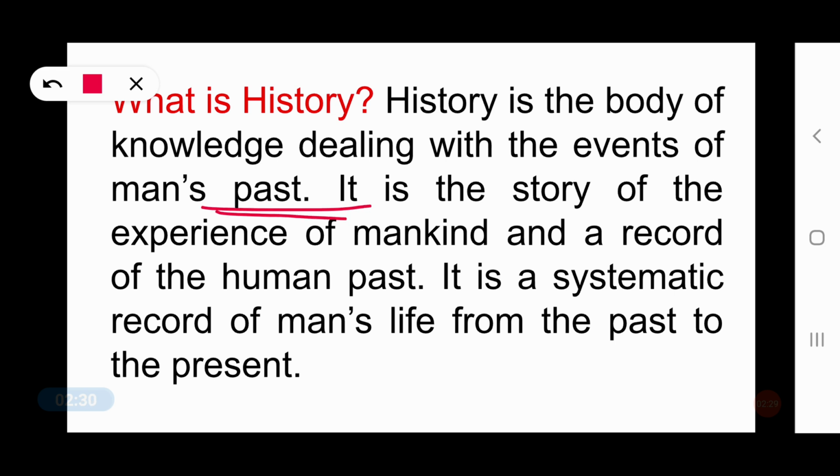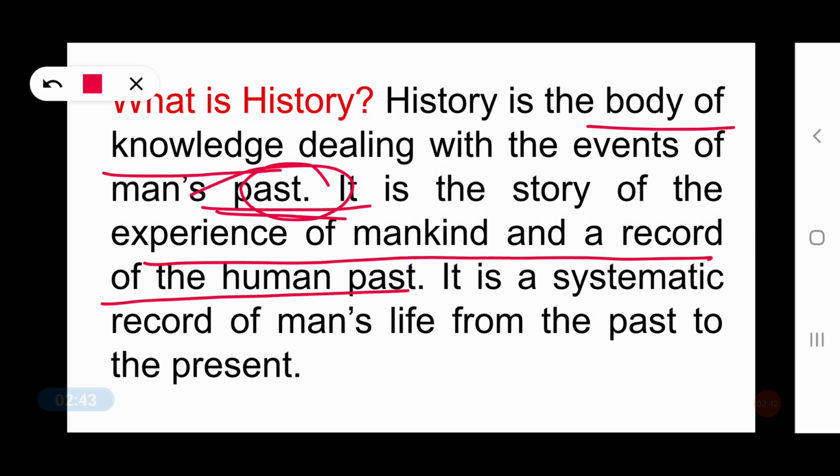So, we all have an understanding about what history is. It is about man's past. It is a body of knowledge, or a subject which deals with man's past. It is a story of the experience of mankind and the record of the human past. It is a systematic record of man's life from the past to the present.